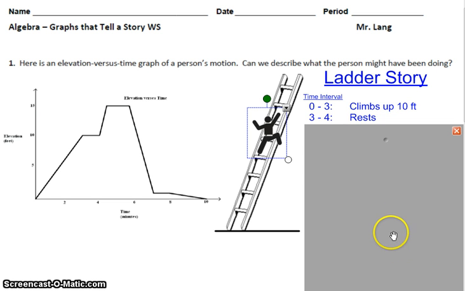They could be doing anything. They could have gotten a phone call on their cell phone. They decided it would be a great time to take a call from 10 feet up in the air. I don't know, but I'll just say it probably makes more sense to say they rested.